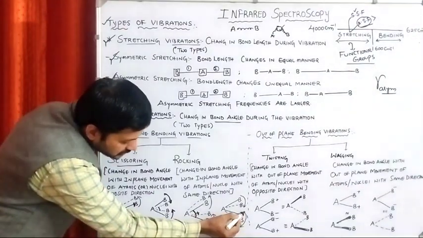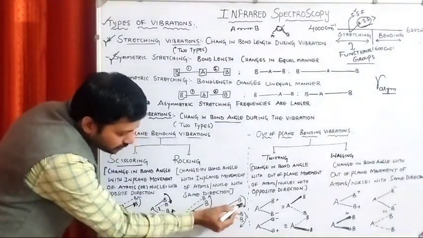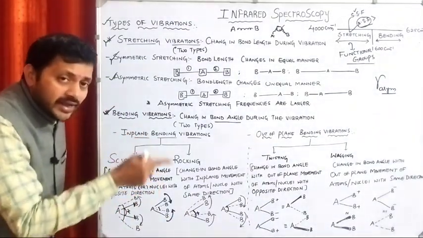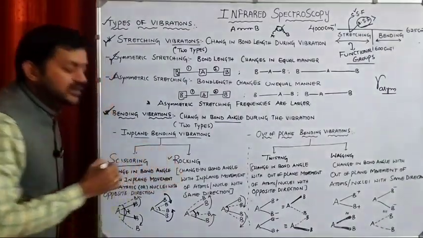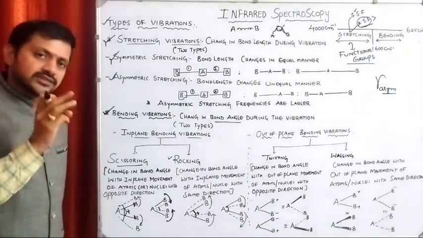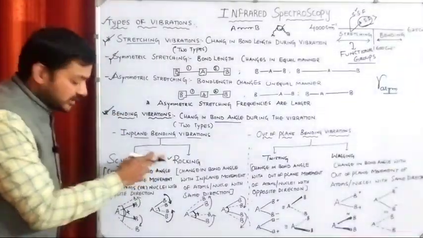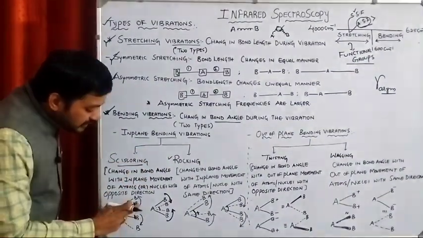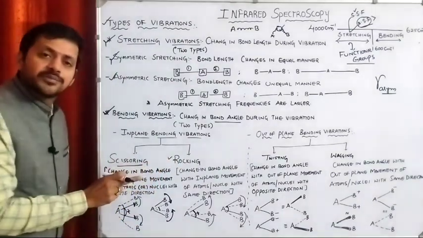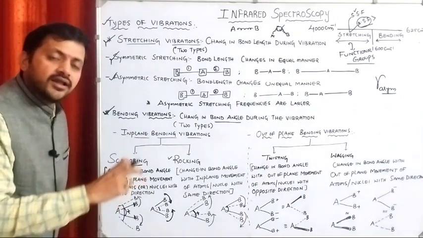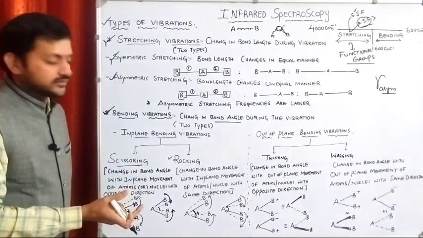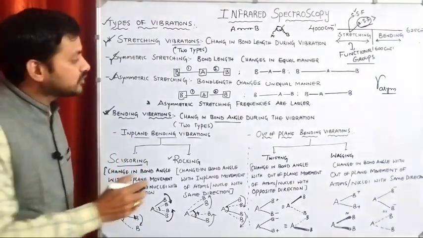Here see this one. This B atom is coming downwards. This is also coming downwards. Because of that reason, what is happening? The bond angle is changing or not? That is also one followed by another. So such type of vibrations are commonly called rocking vibrations. Okay. The in-plane bending vibrations are two types: scissoring and rocking. In scissoring, the bond angle changes by the opposite movement of the atoms. In case of rocking, the change in the bond angle is due to the same directional movement of the atoms. This is the concept.